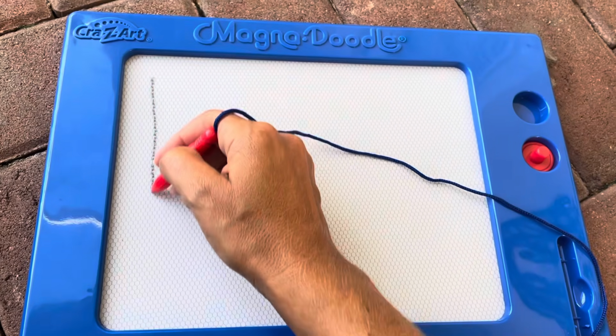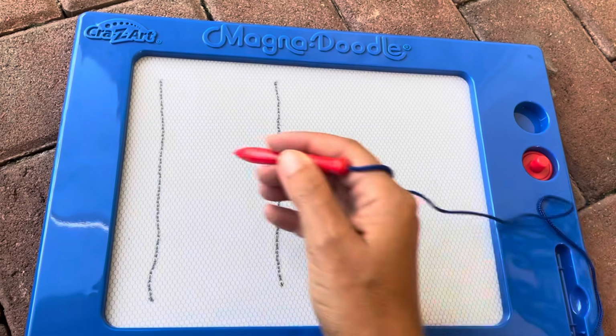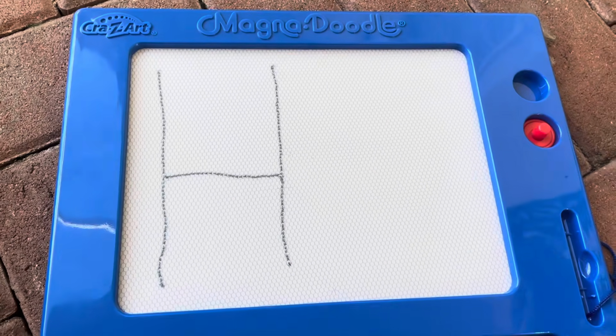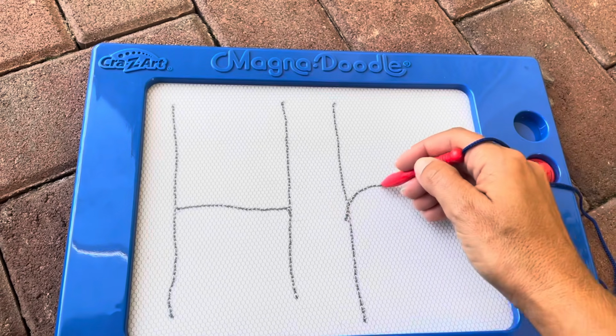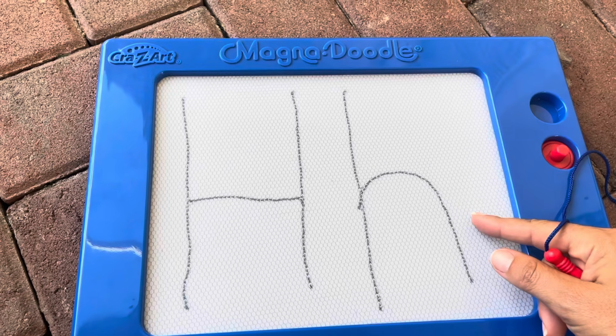Let's do the letter H. Start at the top, come down, and we're gonna make another line right next to it, and then we're gonna connect them in the middle, and that's a capital H. Let's make a lowercase h. Straight line down, and then boop. And H says H, like in house.